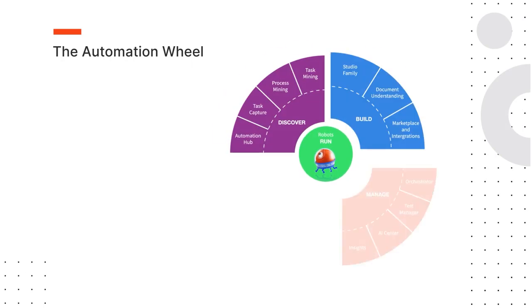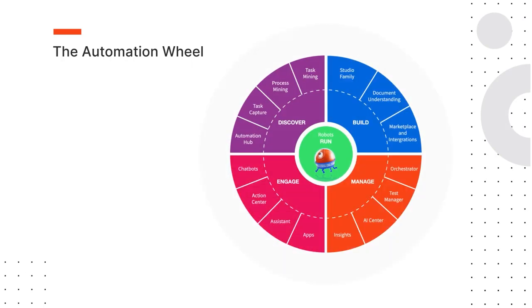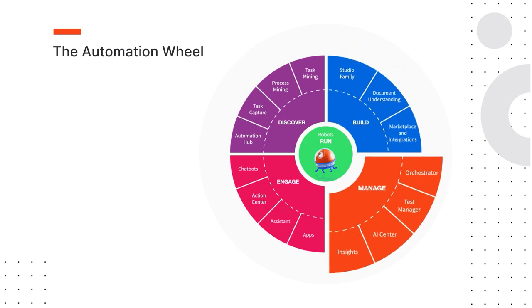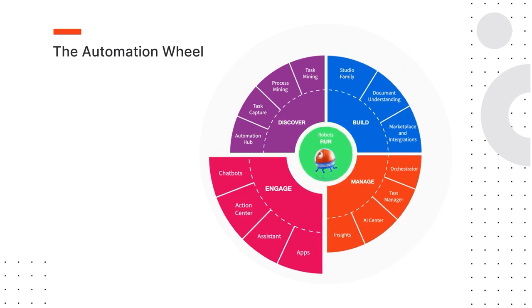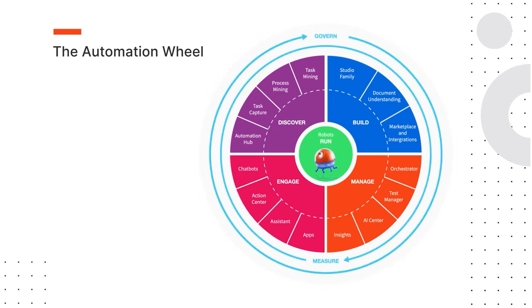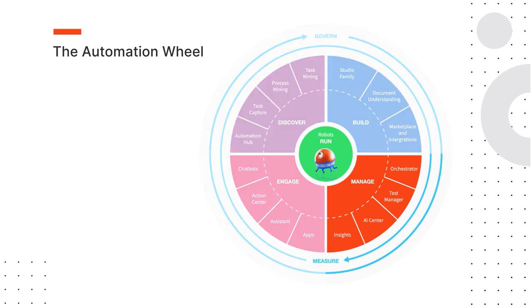It's not the first time that we've said this. Automations must be thoroughly discovered, solidly built, effectively managed, reliably run, and flexibly engaged with. Not to mention, we want to accurately measure and govern them in all stages of the lifecycle. Now it's time to focus on the manage and run phases.